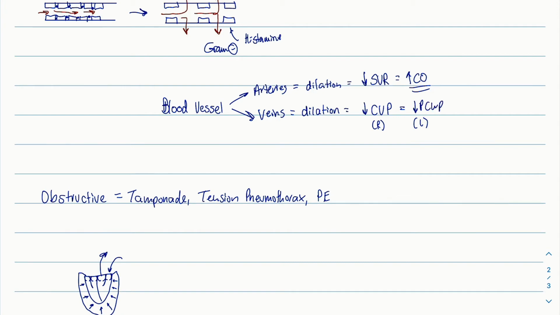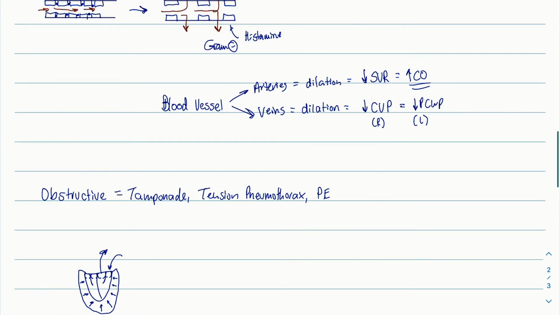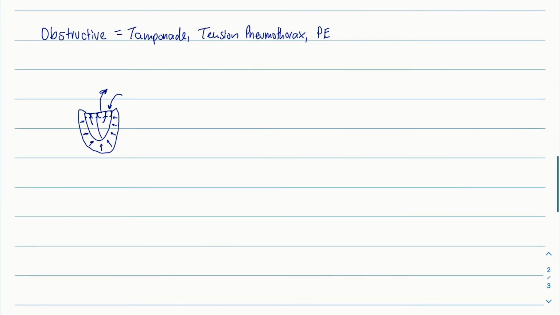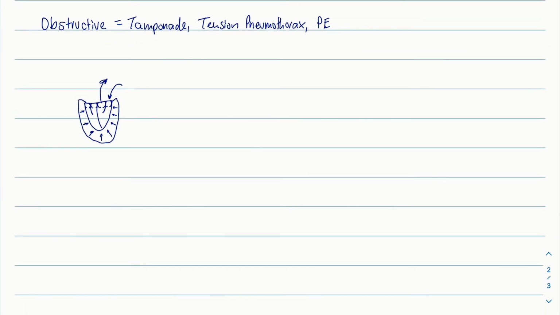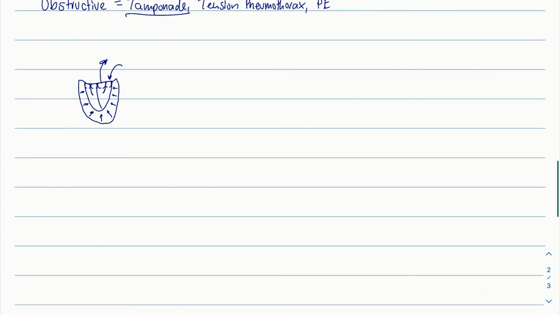And so now we have discussed all the various points within distributive shock. Now the last one is obstructive. I'm just going to take tamponade for the example, right? So here what we have is a heart, and around it is the connective tissue, right?